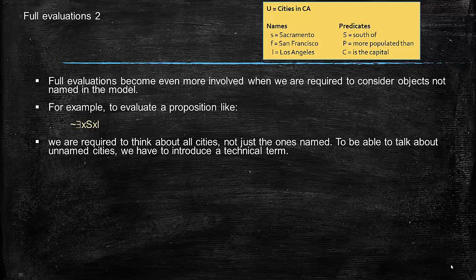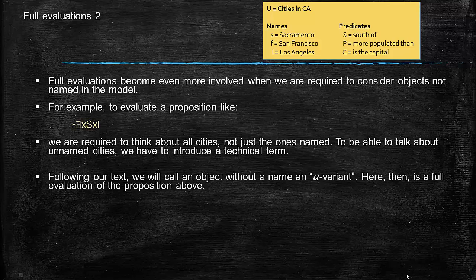So it's not the case that there exists an X such that X is to the south of Los Angeles. Well, actually, no, that's false, because San Diego, not mentioned in the model, is south of Los Angeles. So in order to do a full evaluation of something like this, we actually need a new term. We'll follow the text here, as we always try to do.